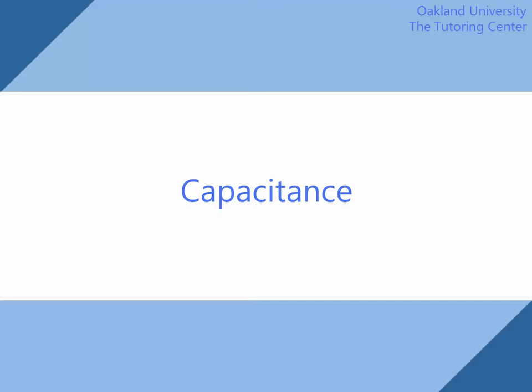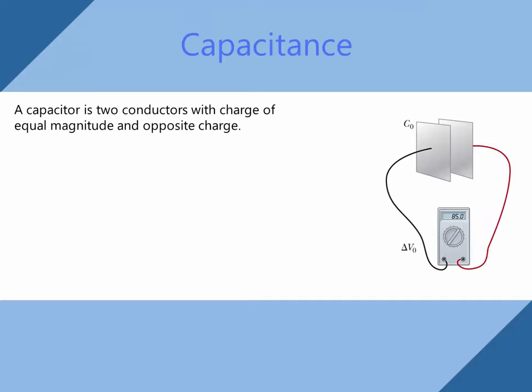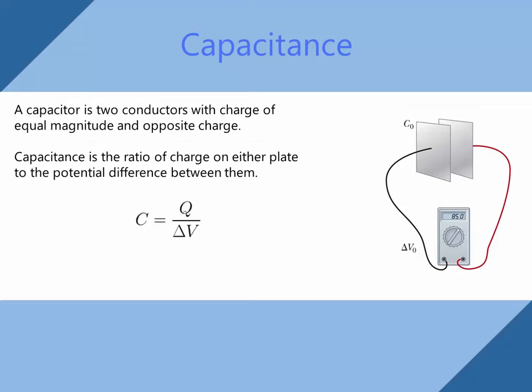Today, we'll be talking about capacitance. A capacitor is a device where two conductors with charge of equal magnitude and opposite charge are separated by a distance. Capacitance is the ratio of charge on either plate to the potential difference between them.